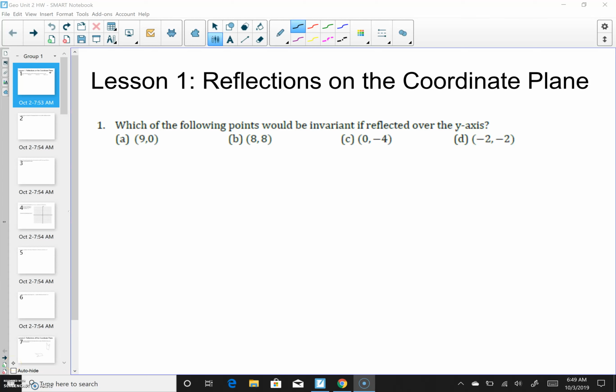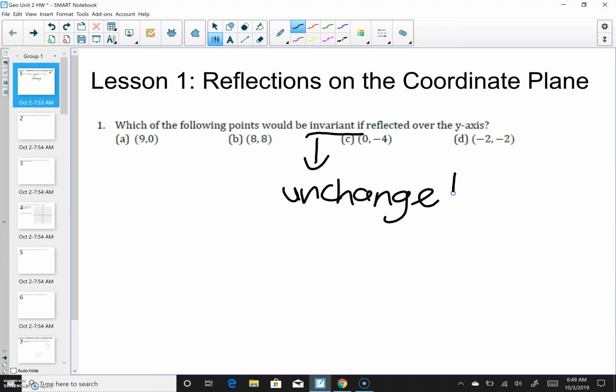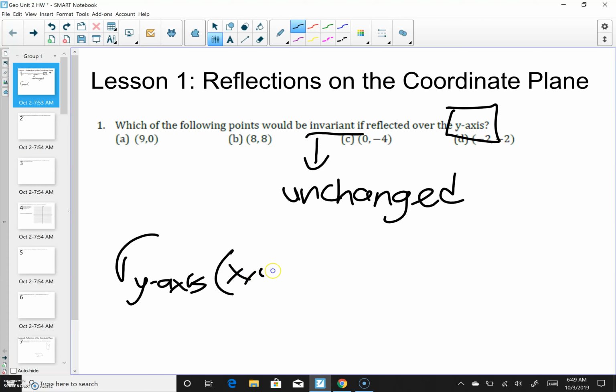For our first homework assignment, we're going to look at reflections on the coordinate plane. For our first one, which of the following points would be invariant if reflected over the y-axis? Invariant for us means unchanged. And we want to go over the y-axis. If we remember, our rule for reflection in the y-axis is (x, y) turns into (-x, y). So the coordinate of the x is going to change.